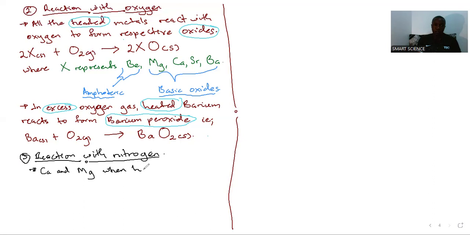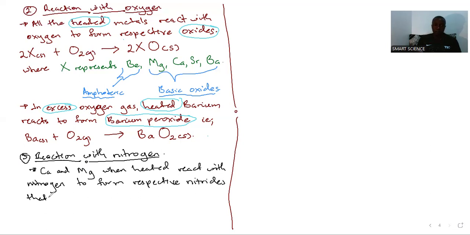When heated, these ones react with nitrogen to form respective nitrides that hydrolyze in water to liberate ammonia gas. They hydrolyze in water to liberate ammonia gas.